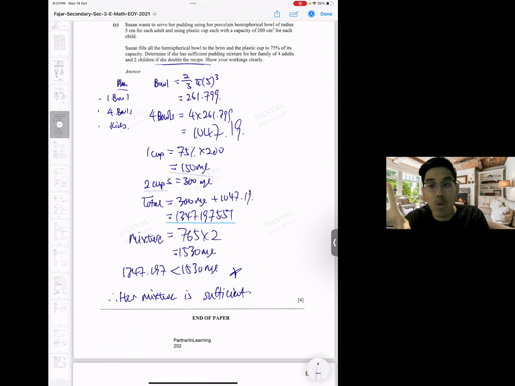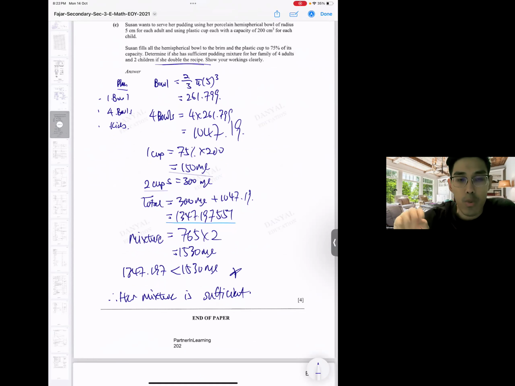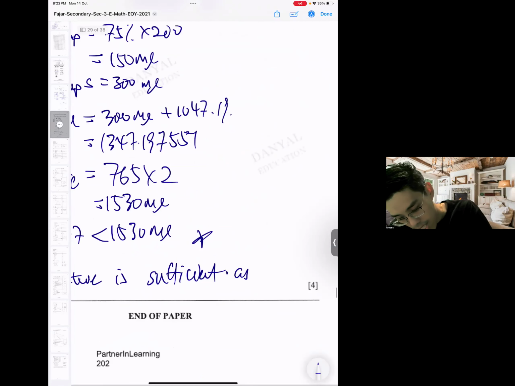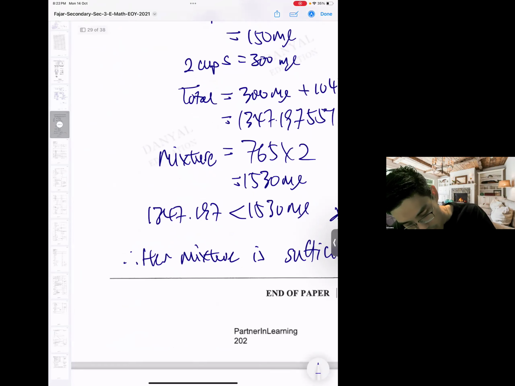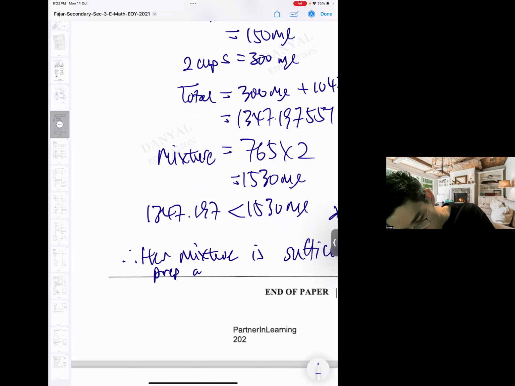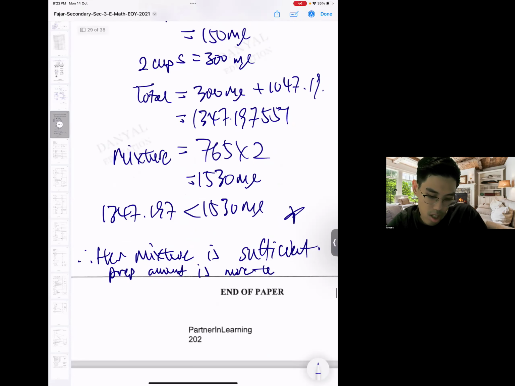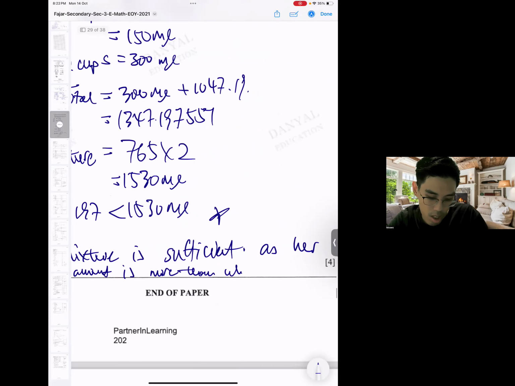Okay, as long as you show that the total amount required is 1347 something, and the mixture is 1530. As long as we can show the 2 contrasts. Okay, as long as you show the 2 contrasts, her prep amount is more than what's required.